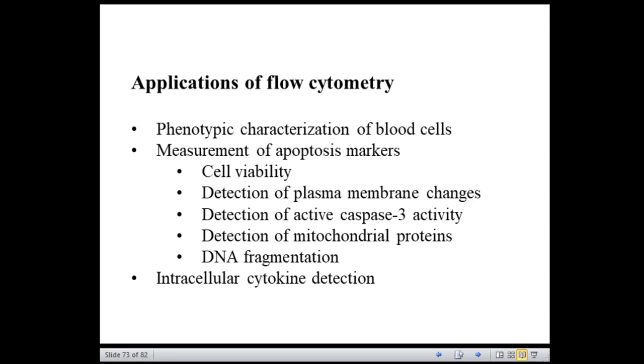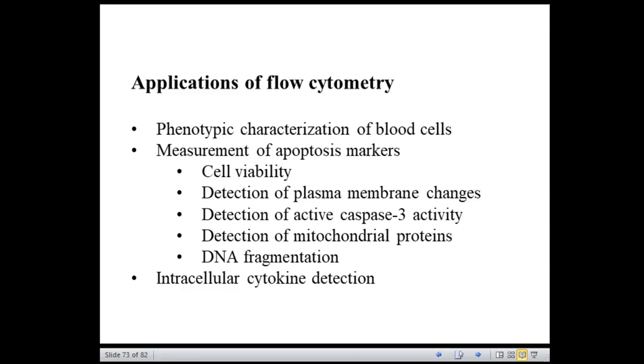Once the active caspase 3 is there, it initiates a series of events that ultimately kill or destroy a cell. So the active caspase 3 can be detected and it can be easily analyzed by flow cytometry.